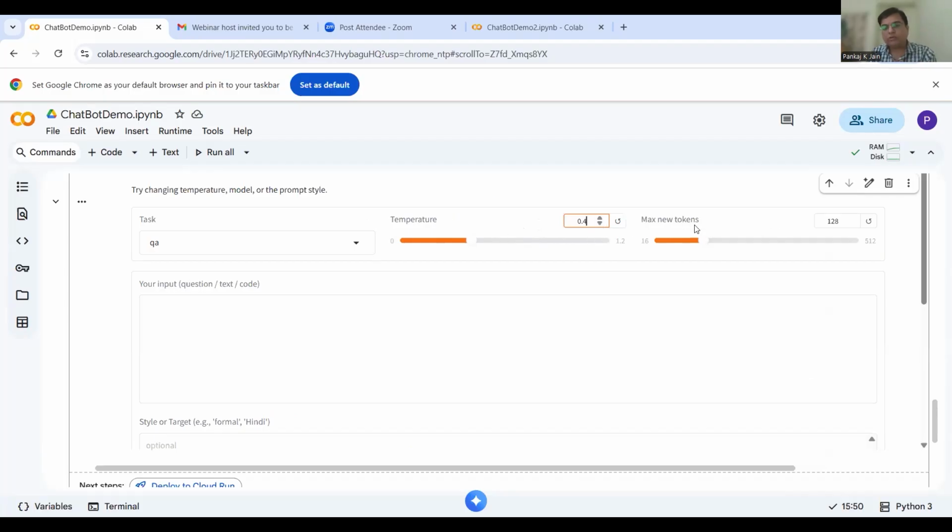The new tokens are, as I already told you, your sentences will be converted into smaller tokens. So 128 is the number of tokens, the maximum length of your sentences. You can set it to a larger number of tokens as well. A higher number of tokens will give you more lengthy answers. You can set it to a lower limit to get a more precise answer in a very short length, or if you want a very detailed answer, you can set the new tokens to a higher limit. So I'm setting it to 256 as of now.